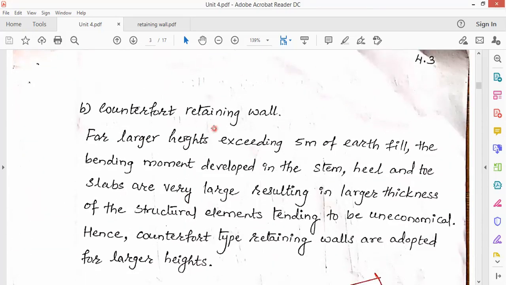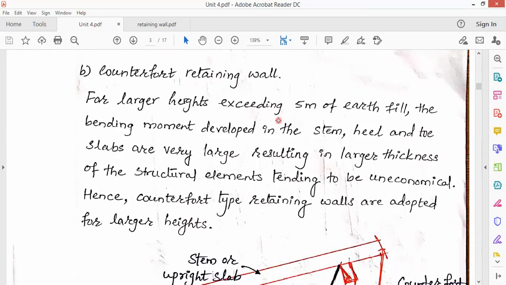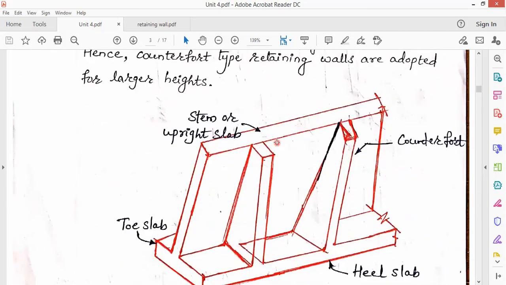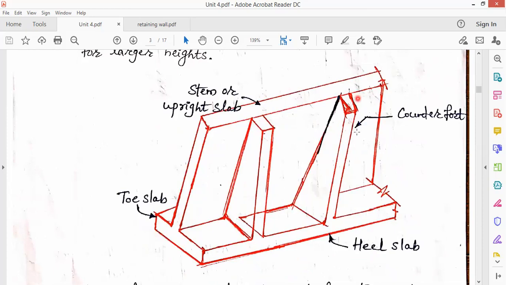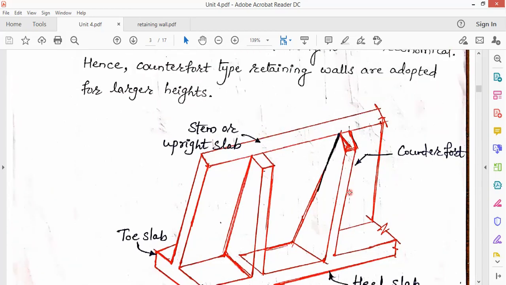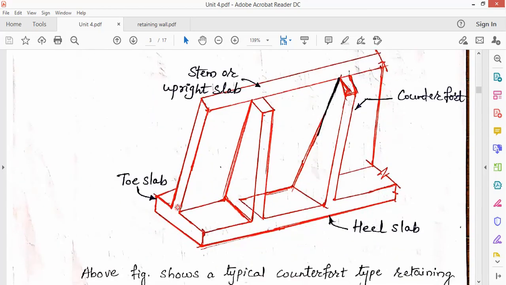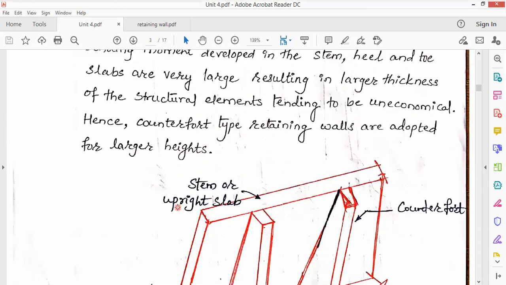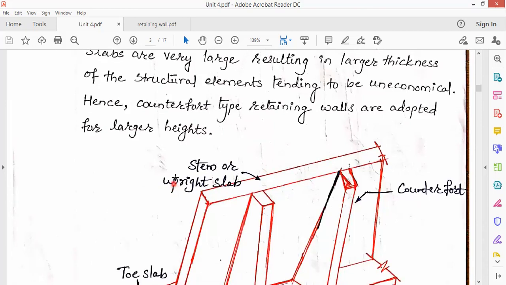So the next type is the counterfort retaining wall. We are not going to study this in depth. You can observe the elements here. These are the counterforts provided. This is the heel and this is the toe. If these vertical members, the counterforts, are provided at the soil side, then it is a counterfort retaining wall. If they are towards the toe part, then it is called a buttress retaining wall. So that is the difference between these two kinds. Students, now we will learn more about the cantilever type retaining walls.